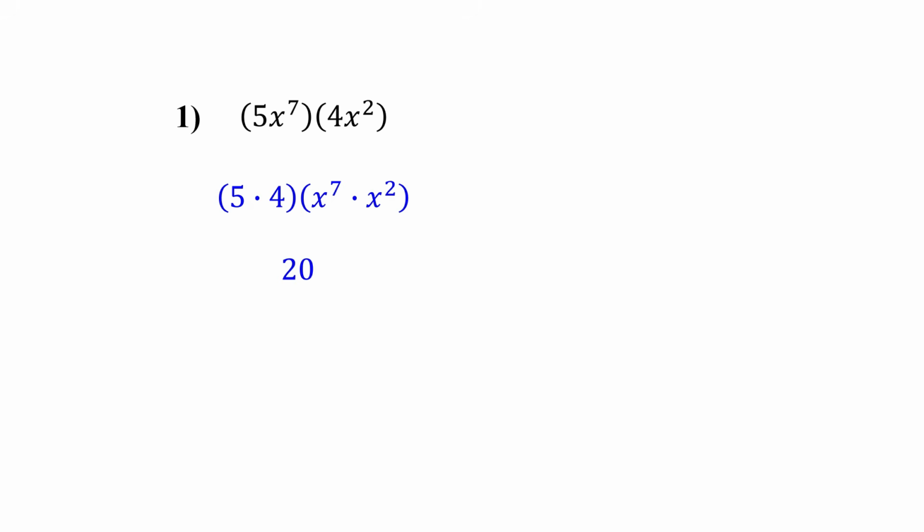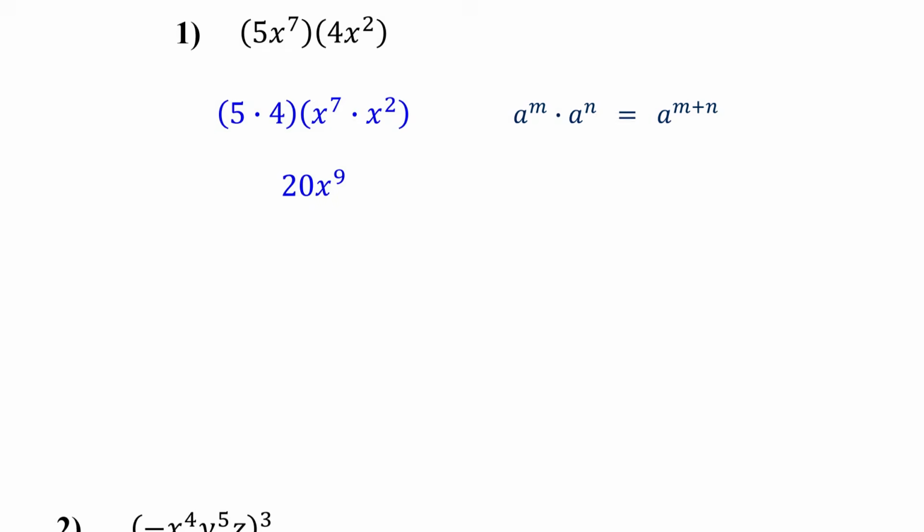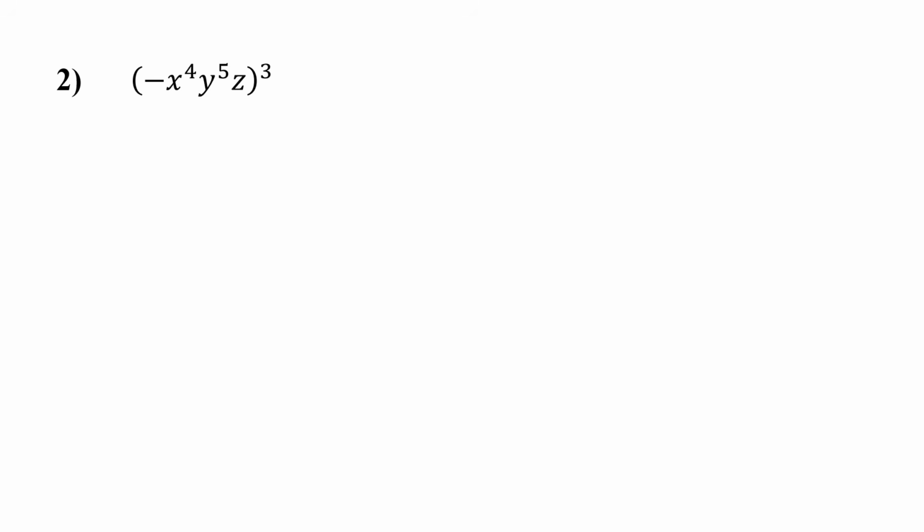Next, multiply the variables. When we multiply powers with the same base, we keep the base and add the exponents. So we keep x and add 7 and 2. 7 plus 2 equals 9, so we get x to the 9th power. Therefore, the simplified expression is 20x to the 9th. Great, now let's move on to the second example where we'll need to use two different exponent rules.